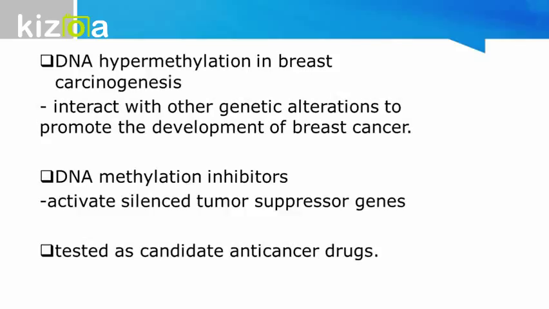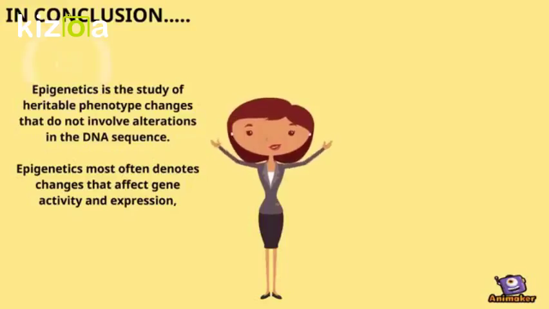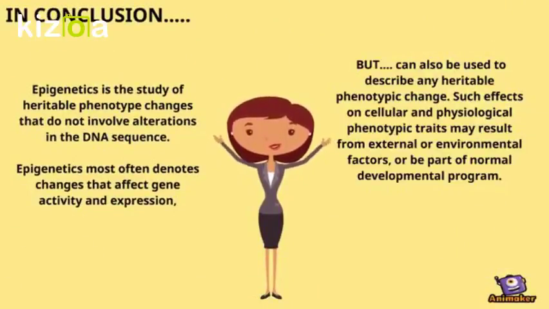Besides, DNA methylation inhibitors activate silenced tumor suppressor genes, resulting in arrest of tumor growth, and are now being tested as candidate anti-cancer drugs. Epigenetics is the study of heritable phenotype changes that do not involve alterations in the DNA sequence. Epigenetics most often denotes changes that affect gene activity and expression, but can also be used to describe any heritable phenotypic change. Such effects on cellular and physiological phenotypic traits may result from external or environmental factors.